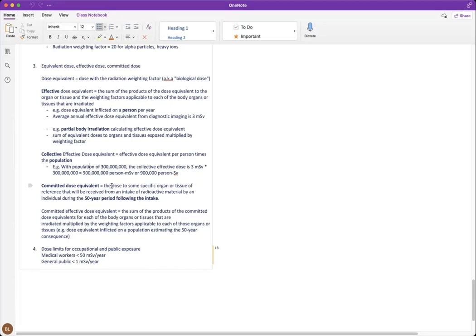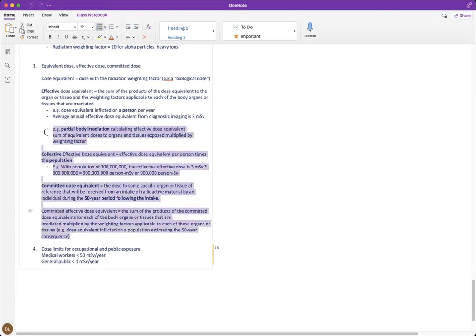Committed dose equivalent. So this is the dose to the same specific organ or tissue of reference that will be received from an intake of radioactive material by an individual during the 50 years following the intake. My gosh. Committed effective dose equivalent. The sum of products of the committed dose equivalents for each of the body organs or tissues that are irradiated, multiplied by the weighting factors applicable to each of those organs or tissues. The dose equivalent inflicted on a population estimating the 50-year consequence.